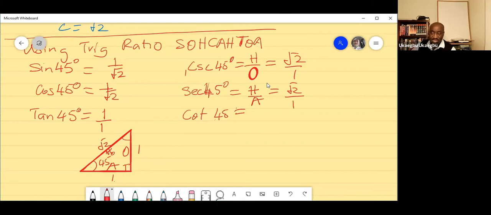Thank you. Next, if you're dealing with cotangent, always start with tangent. What is tangent? Opposite over adjacent. So go. What is cotangent? 1 over 1. Thank you. So cotangent is still adjacent over opposite, and that's still 1 over 1.